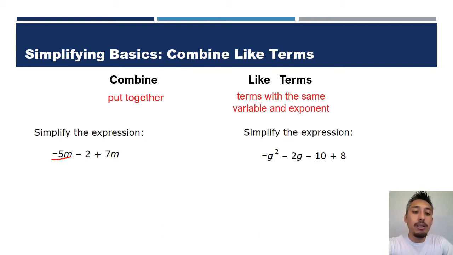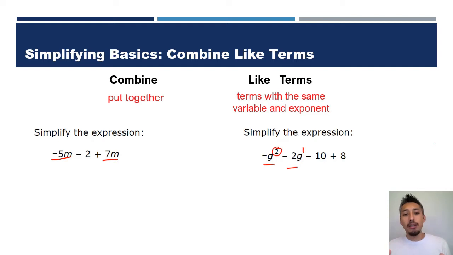So these are considered like terms. When we look at the second example, we see that we have a g squared and a 2g right here, and they're both negative. Negative g squared and negative 2g. They have the same variable, they both have a g, but this one has an exponent of 2, and for 2g, we don't see an exponent, but it does have an exponent of 1. Because they have different exponents, they are different terms.